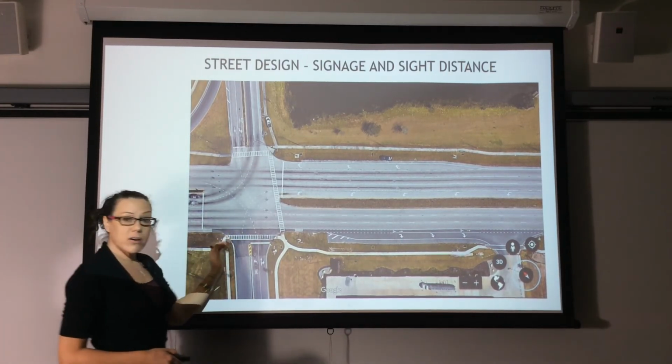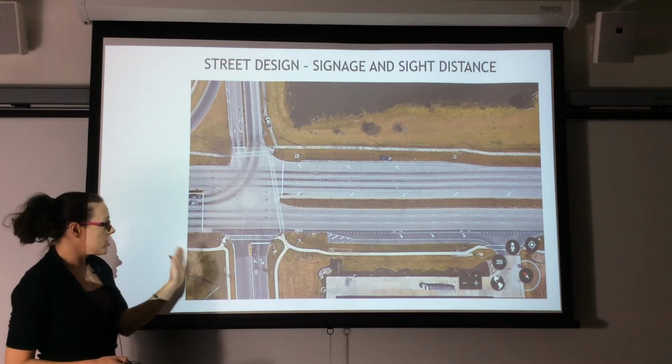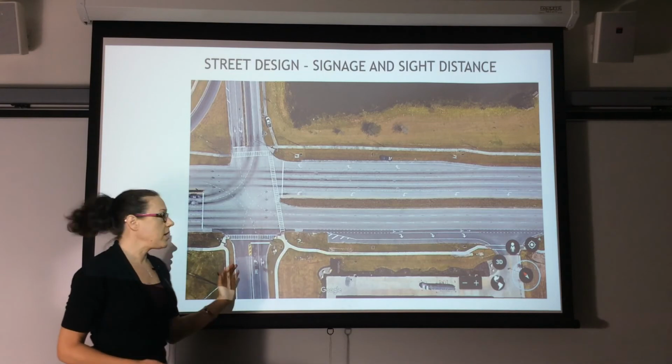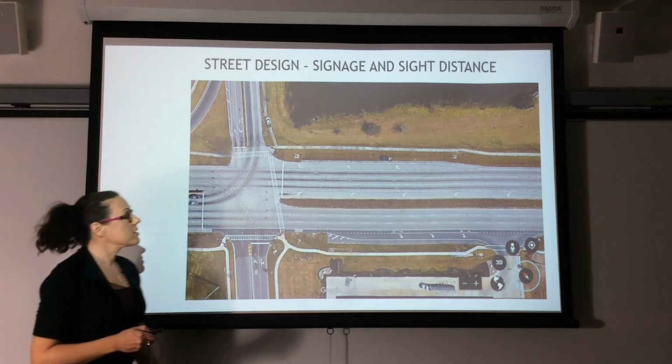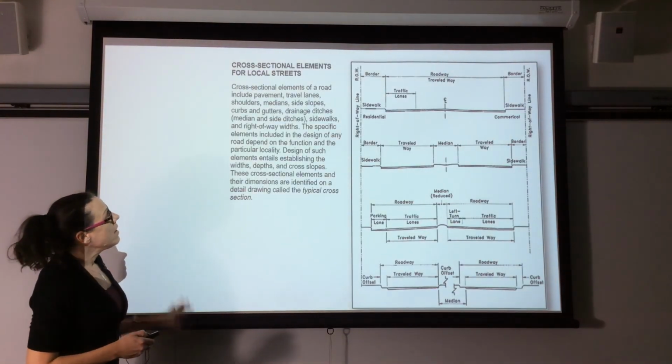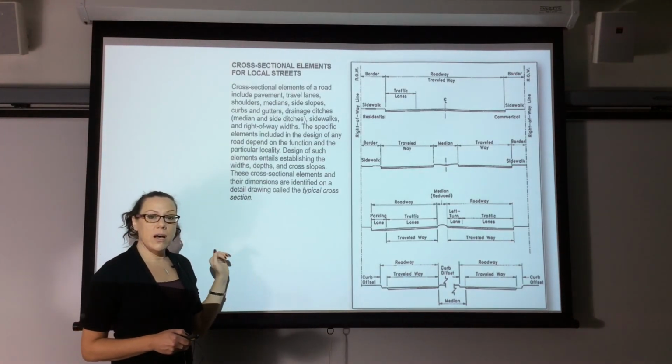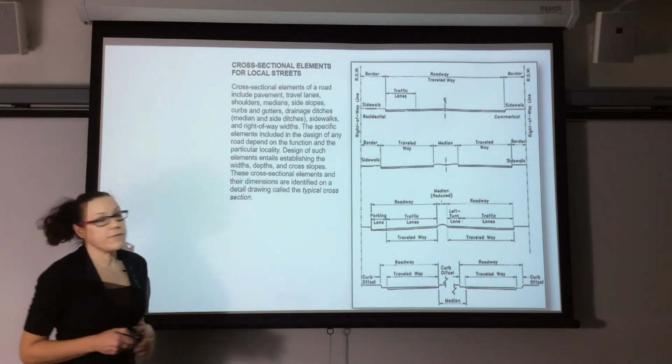These arcs are specific to a certain radius because we have to get semis to go through here and we don't want them to run into somebody else's lane. We're going to stop here. We're going to talk about cross-sectional elements of our streets.